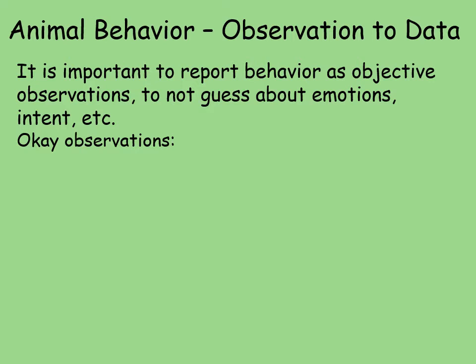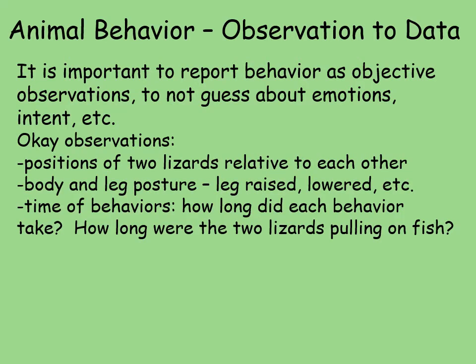So the best way to make sure that everyone kind of agrees on observations is to make your observations objective, to remove from it insinuations about emotions and intent. So okay observations would be, you could talk about the positions of the 2 lizards relative to each other. You could define terms for body and leg posture, like a leg being raised or lowered, etc. You could time behaviors, so how long did each behavior take? How long were the 2 lizards pulling on the fish?